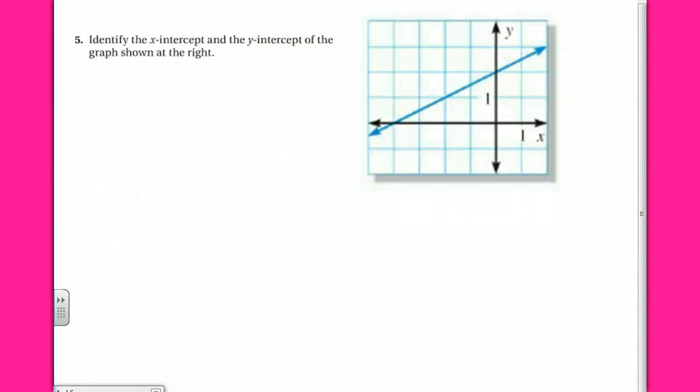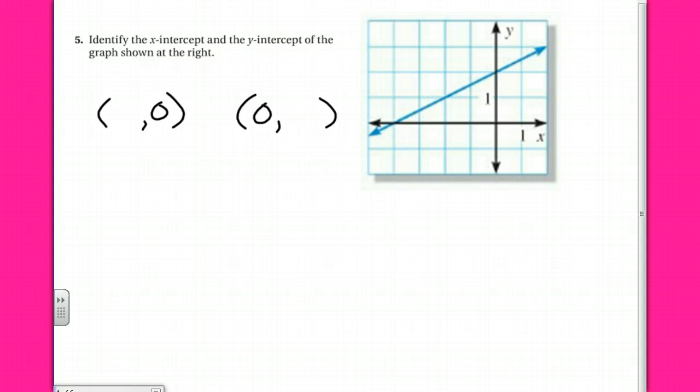You don't need to write this question down, but I want to offer you this question and have you think about it. Identify the x-intercept and the y-intercept of the graph shown at the right. Sometimes if we haven't talked about it, people get very perplexed, like, what do you mean? All you're being asked to do is use that graph to find that location where the line is crossing the x or the y, right? So can you do that?